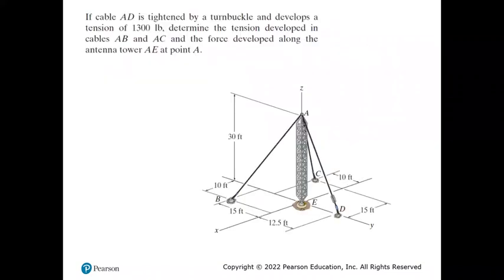Okay, so solving that, I get the forces. So this is an additional problem for you to solve. If cable AD is tightened by a turnbuckle and develops a tension of 1,300, so the tension in AD is already given. They ask to find the tension developed in AB and AC. So this is simple. You can give it a try and go back to the slides and see the solution for that. And if you have any questions, please let me know.